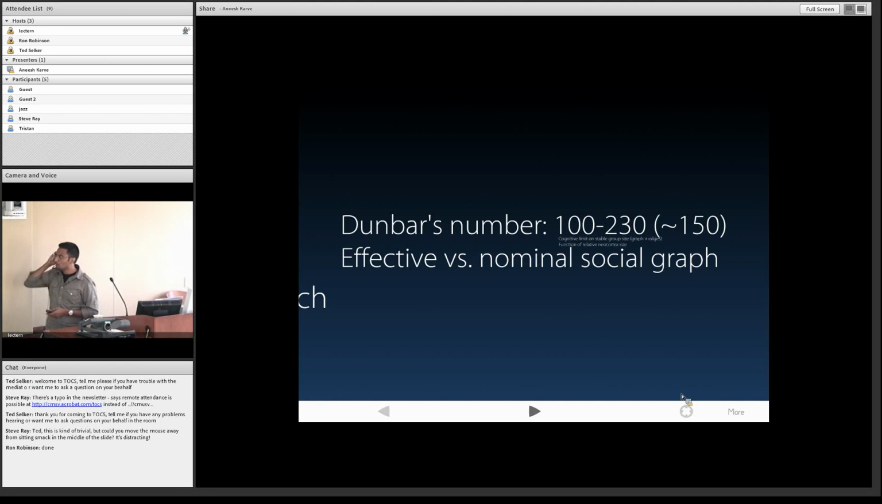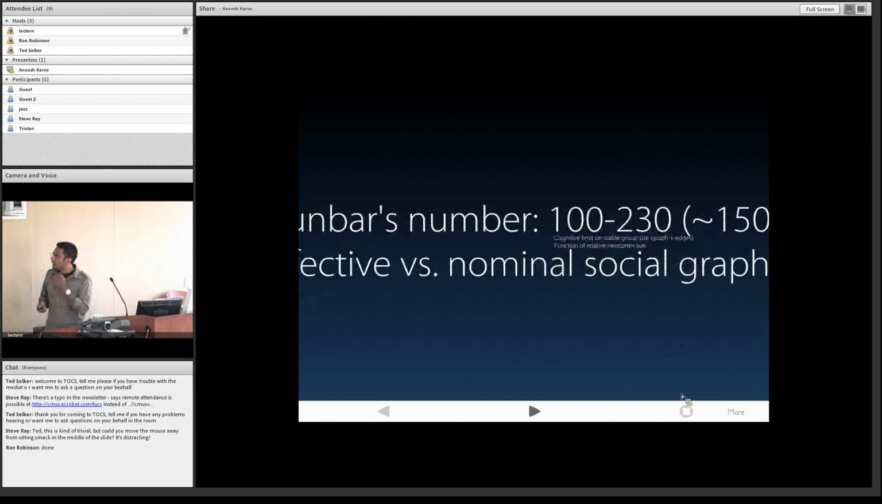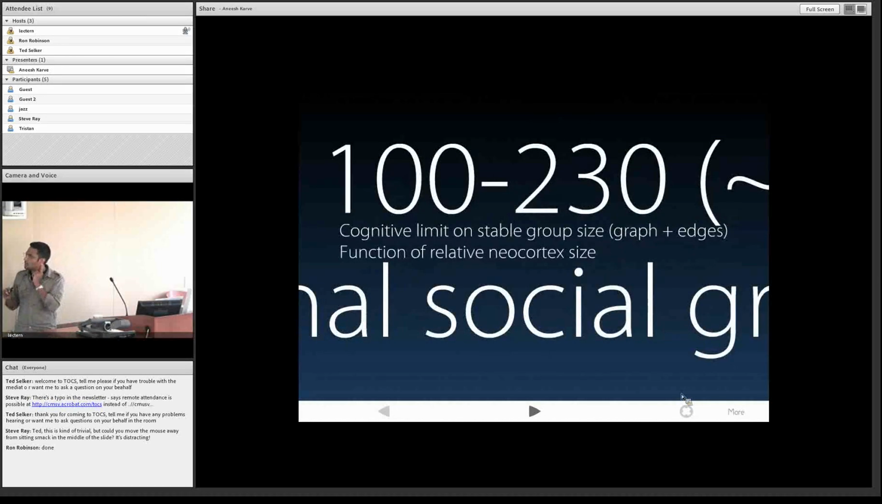Many of you will be familiar with this concept of Dunbar's number, which falls somewhere between 100 and 230 and is typically averaged out around 150. What Dunbar was trying to do was introduce a cognitive limit on stable group size. This number is intended to constrain not just the total number of individuals that you know, but the total number of individuals that you can maintain a stable relationship with and also know how they all relate to one another. So there's a quadratic explosion there, because you don't just have to know the nodes in the graph, but you have to know all of the edges in the graph.